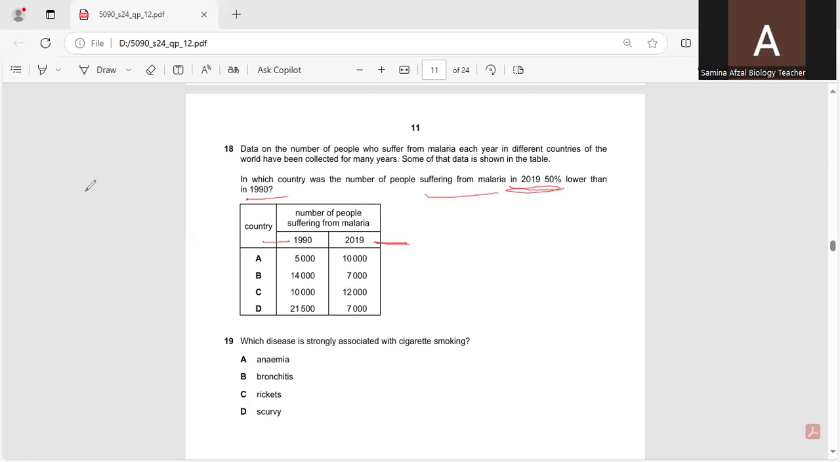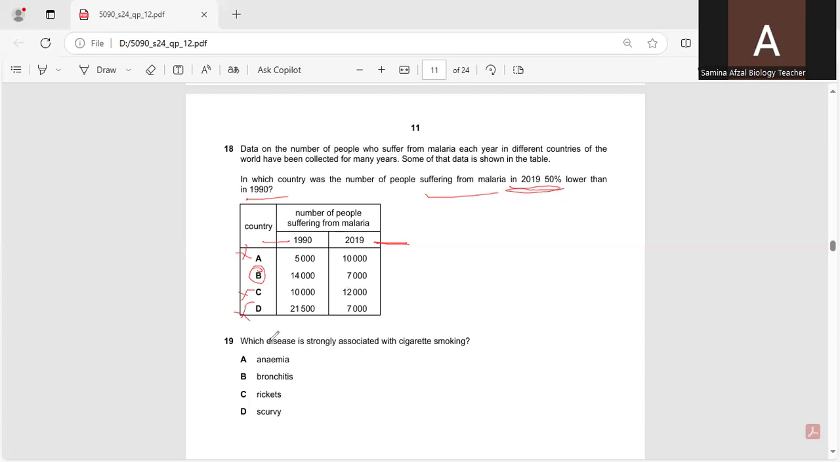In A, in 1990, they are 5,000, and in 2019, they are 10,000. So it is the wrong option. In B, in 1990, they are 14,000, and in 2019, they are half of 14,000. So B is the correct option. In C, 10,000 and 12,000, again no. So in this way, 50% fewer in 2019 than the 14,000 in 1990. So B is the correct option.